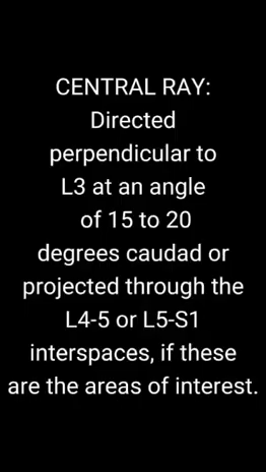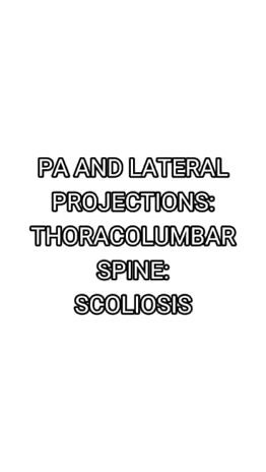Have the patient lean directly lateral as far as possible without rotation and without lifting the foot. Ensure that the midsagittal plane of the lower lumbar column and sacrum remain centered to the grid device as the upper portion moves laterally. The central ray is directed perpendicular to L3 or at an angle of 15 to 20 degrees caudad, or projected through the L4-5 or L5-S1 interspaces if these are the areas of interest.